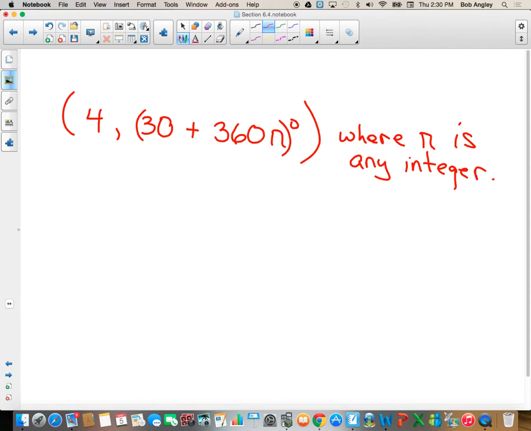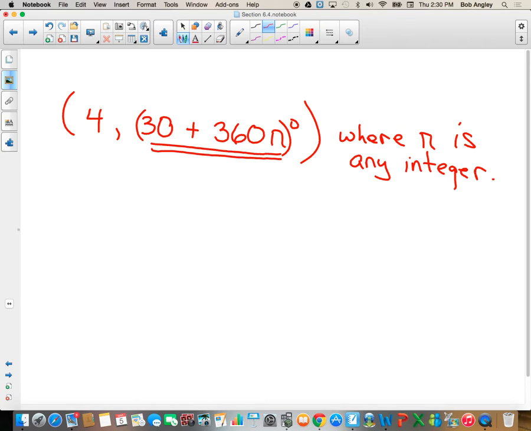Now, does that make sense to you? In other words, if you put a 0 in for n, what do you get? 30. And if you put a 1 in for n, you get 390. If you put a 2, you get 750. And so on. If we put a -1, we get -330, right? And then we can put -2, -3, and so on. So this little bit of notation takes into account the fact that the way you get this is you just go around the circle one more time, because going around the circle is adding 360.